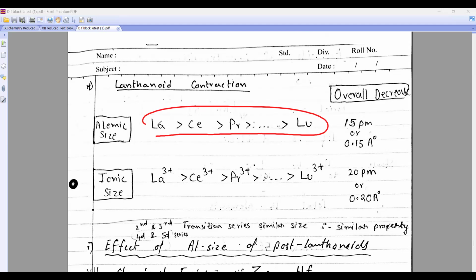So you should know this. Therefore, you should know the mnemonic for the sequence, so that it will help you to arrange them. So the overall decrease in size with increased atomic number is known as lanthanide contraction.